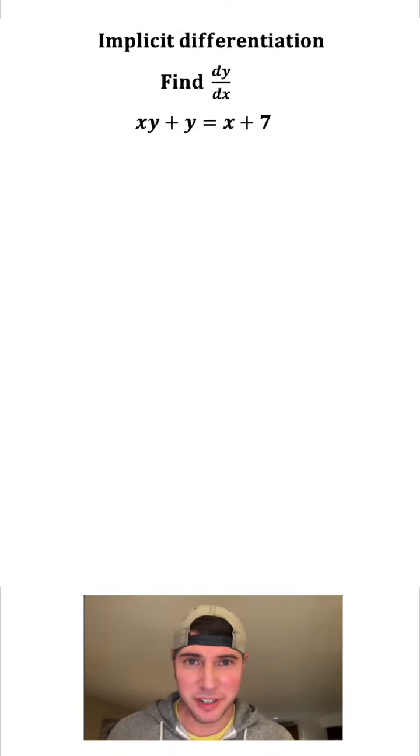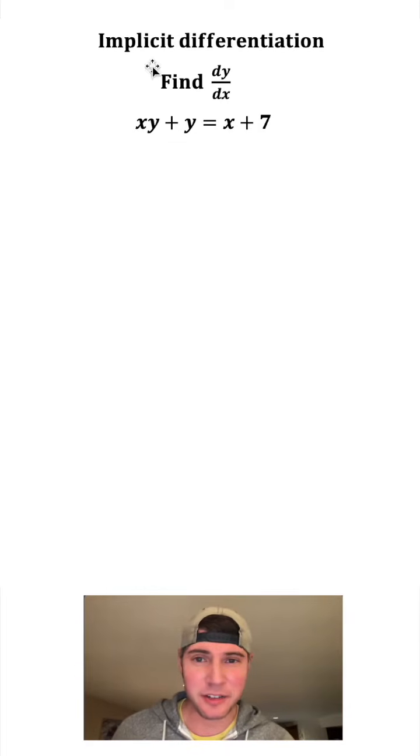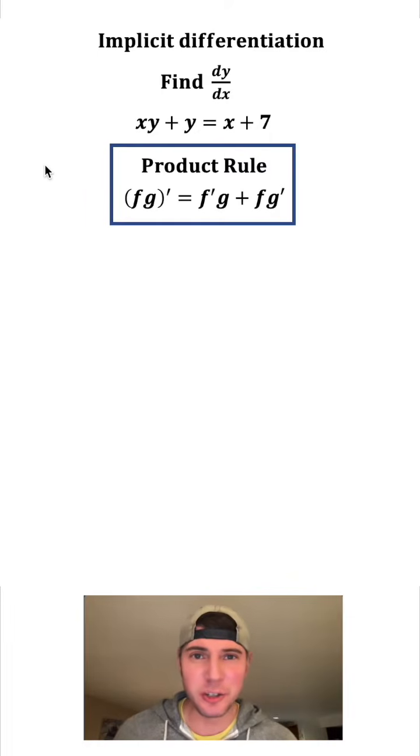Hey guys, we're going to do some implicit differentiation. It says find dy/dx, and we have xy + y = x + 7. First thing here, we have an x times a y. That means we need to use the product rule.